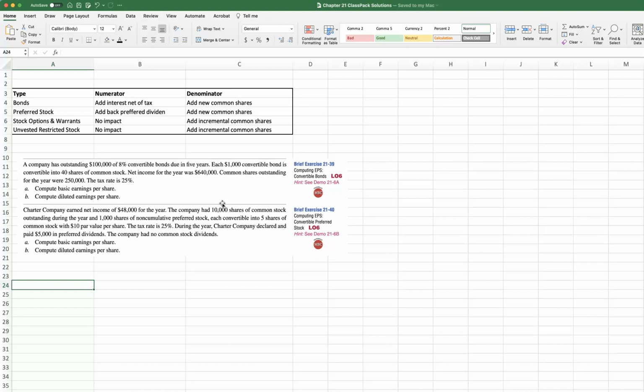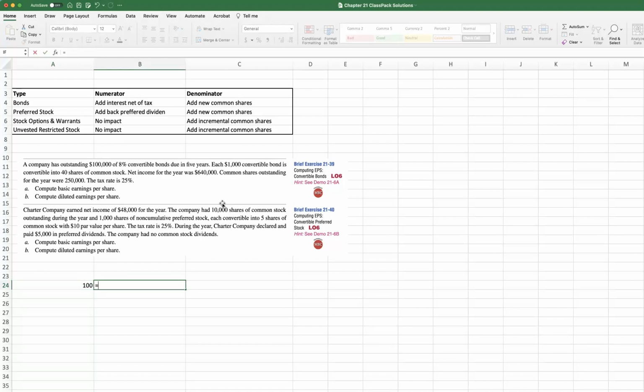So I have $100,000 in bonds. That's what's on my balance sheet. They're in $1,000 increments. Okay, so I've got 100 bonds outstanding. Each of those bonds can convert into 40 shares. So if I multiply the 100 times 40, this means I would have to issue 4,000 common shares.